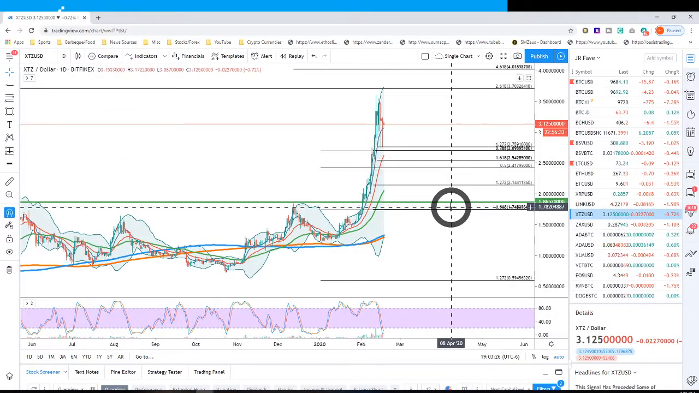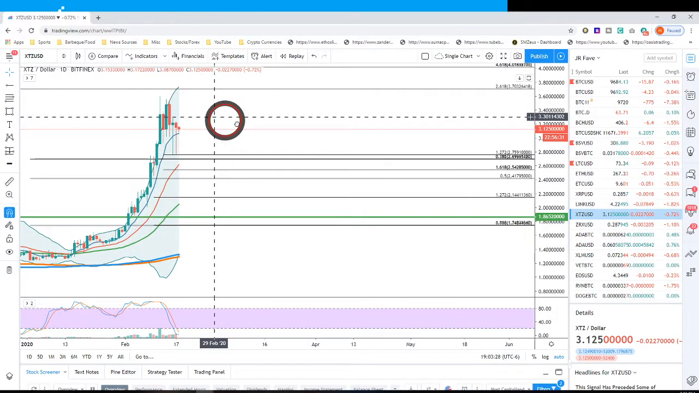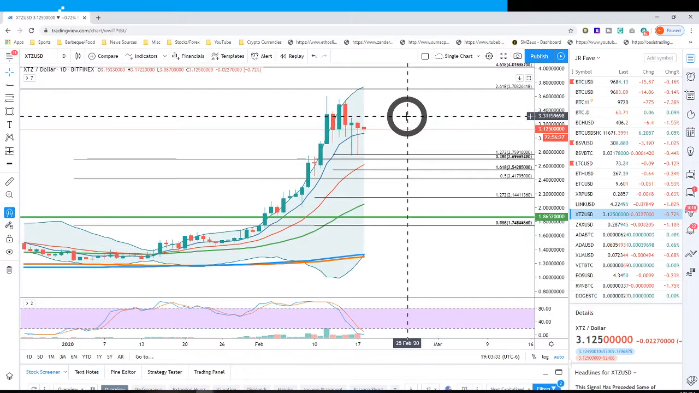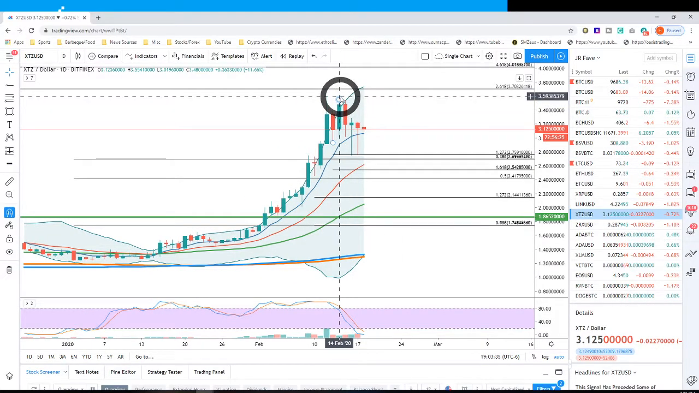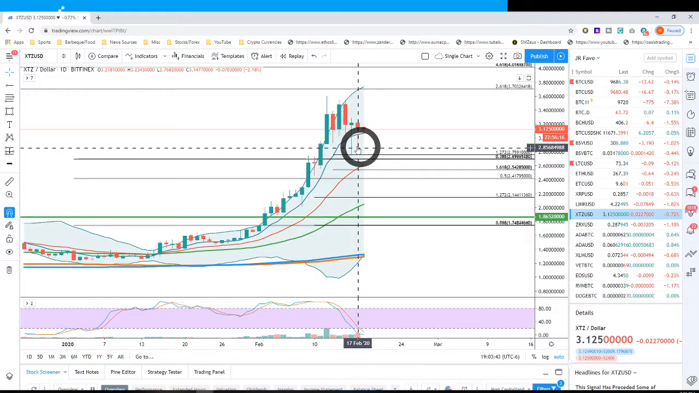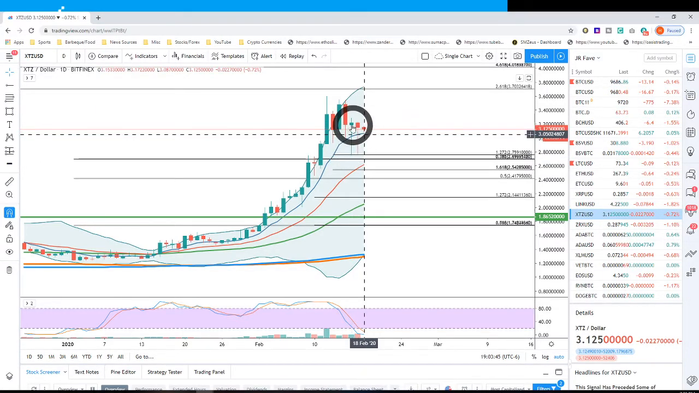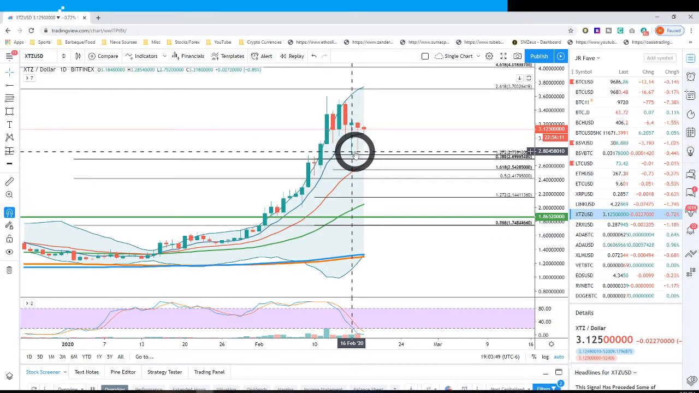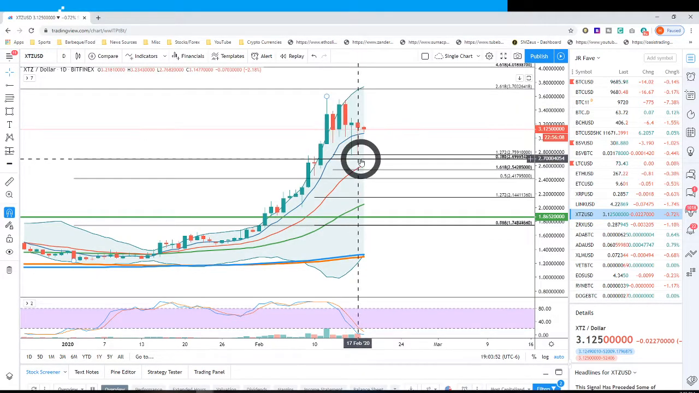XTZ. This thing probably scared the crap out of everybody the other day, dropping from, what was it, 360 all the way down to almost $1 that it dropped. But it bounced hard off this area. And again, similar to some other charts, long wicks out the bottom.